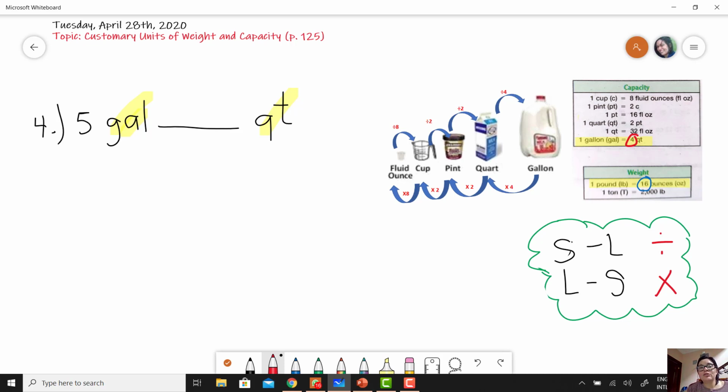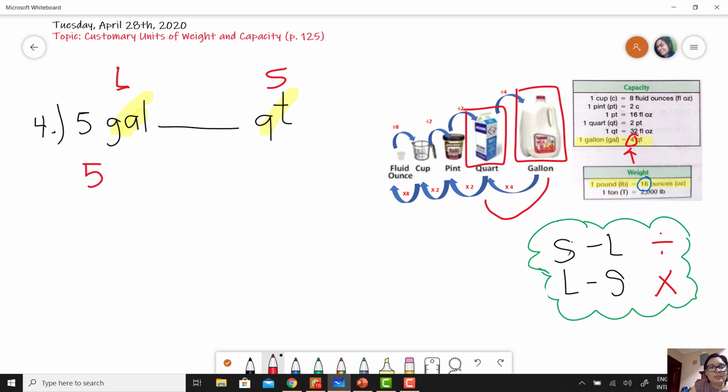So what do we have to do? Divide or multiply? First, we have to see which one is bigger or larger, the gallons or the quarts. Here we have the gallons. Here we have the quarts. So the gallons are larger and the quarts are smaller. So from larger to smaller, we have to multiply times 4. And here you have it.